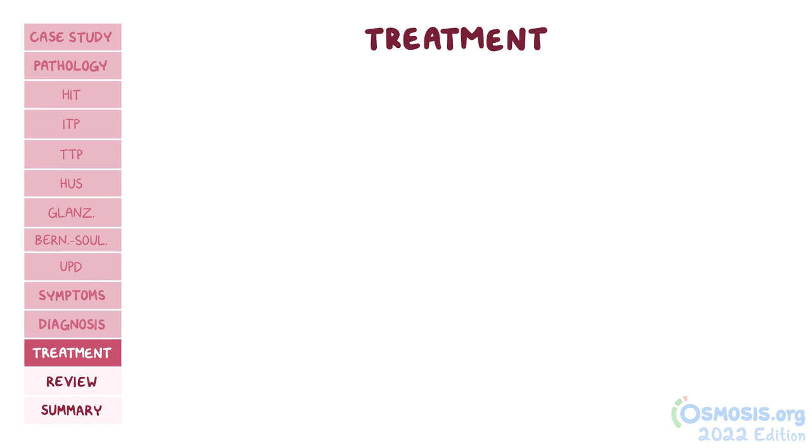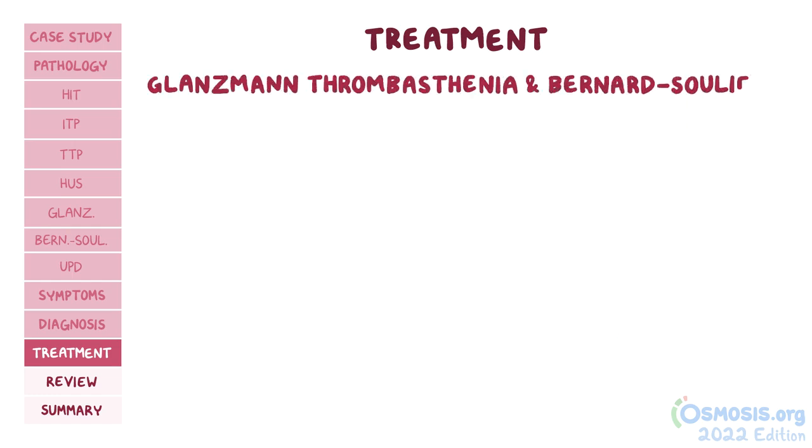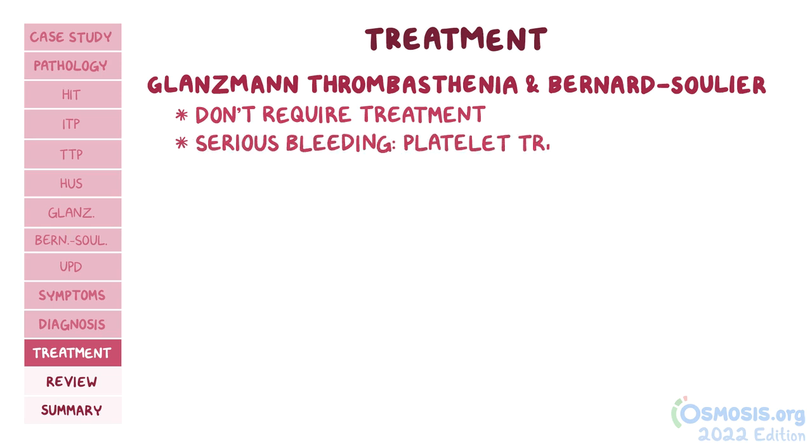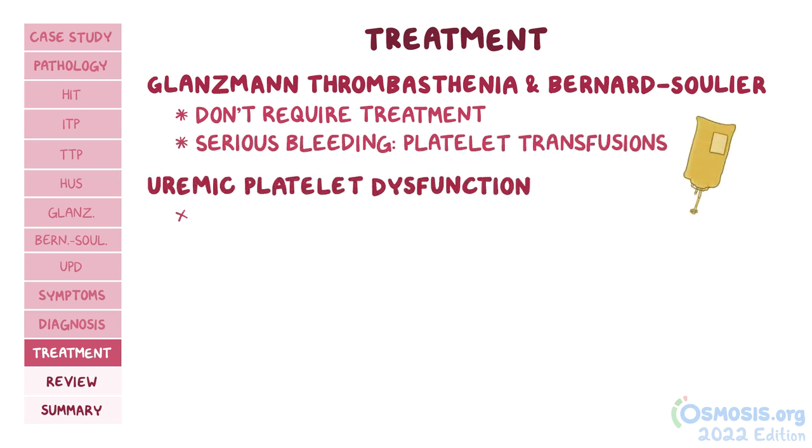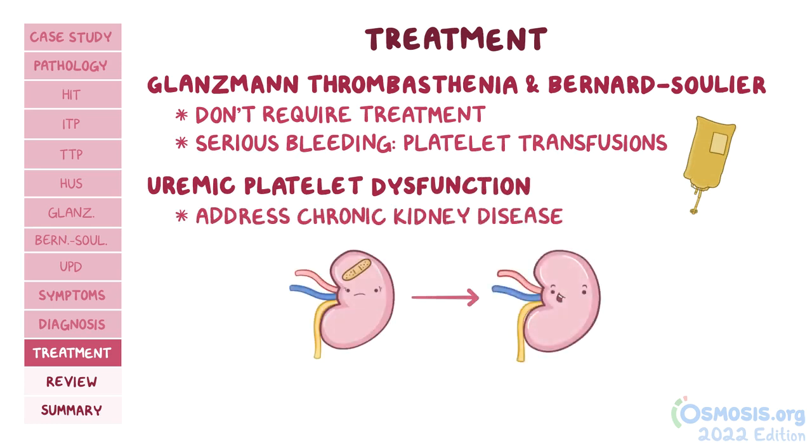Now, most patients with Glanzmann thrombasthenia and Bernard-Soulier don't require any treatment, but in more serious bleeding, platelet transfusions can be done. Finally, for uremic platelet dysfunction, the main thing is to address the chronic kidney disease.